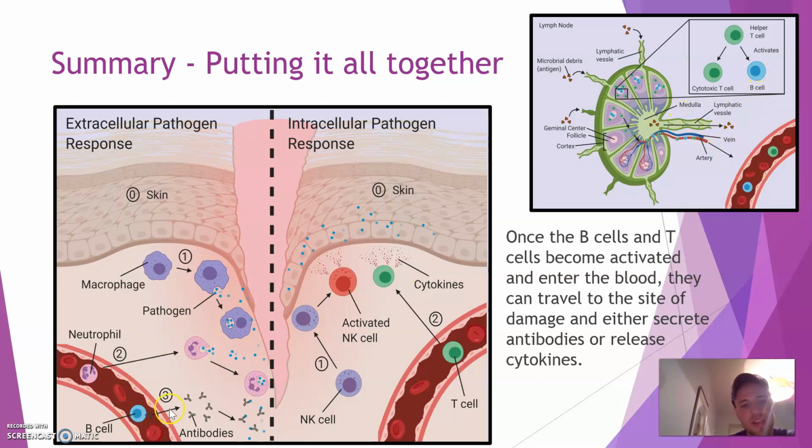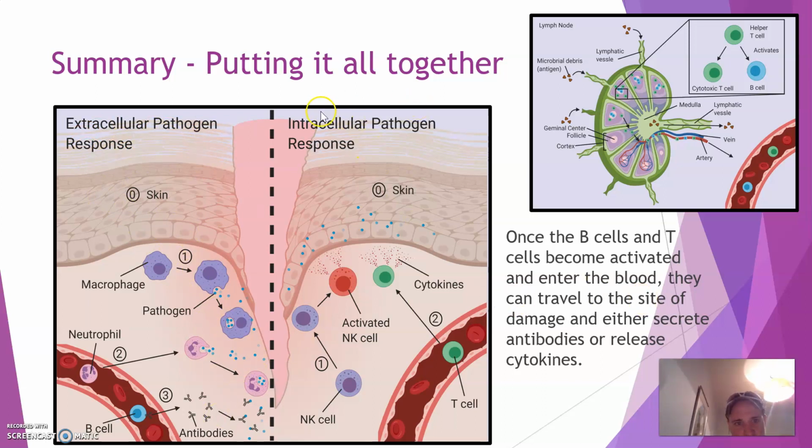Once they're in the blood, they take this B cell receptor and secrete it as an antibody. And antibodies are going to use that variable region to bind and opsonize and neutralize these extracellular pathogens. And so that's the whole picture of the immune response to extracellular pathogens.